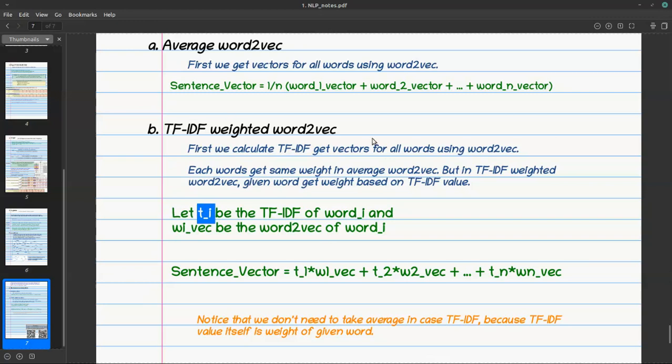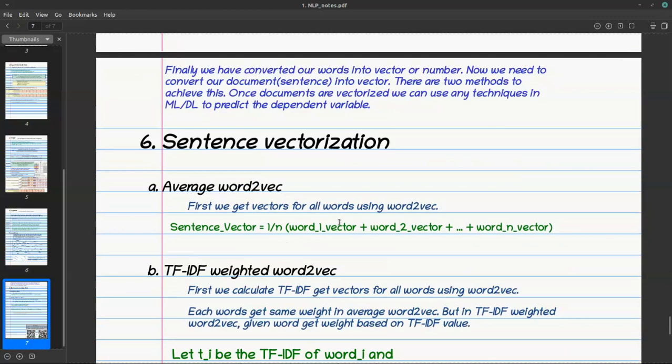Then we will take the weighted average. What the weighted average is: just multiply this TF-IDF value t1 by the first word vector, the TF-IDF value of the second word, t2, multiplied by the second word vector, up to the nth TF-IDF and the vector of the nth word. This way we are converting our sentence comprising n different words, w1, w2, w3 to wn, using Word2Vec and TF-IDF. So it's nothing but TF-IDF weighted Word2Vec.